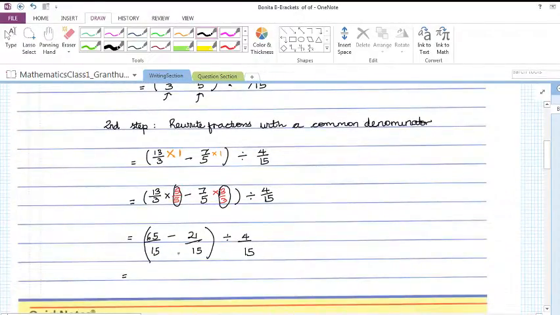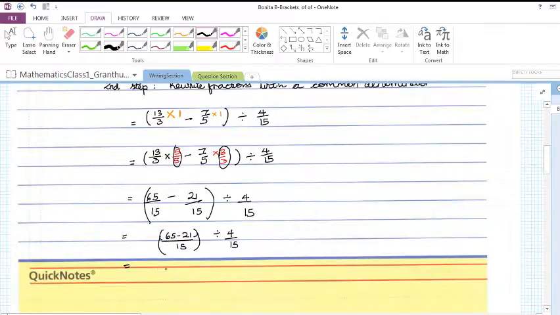Now that the two fractions have the same denominator, I can actually subtract the numerators. This is the same as 65 minus 21 all over 15 divided by 4 over 15. Alright, so we could continue that. 65 minus 21 will give me 5 minus 1 is 4, 6 minus 2 is 4. So I'm getting 44 over 15. The same sum can be written now as 44 over 15 divided by 4 over 15.